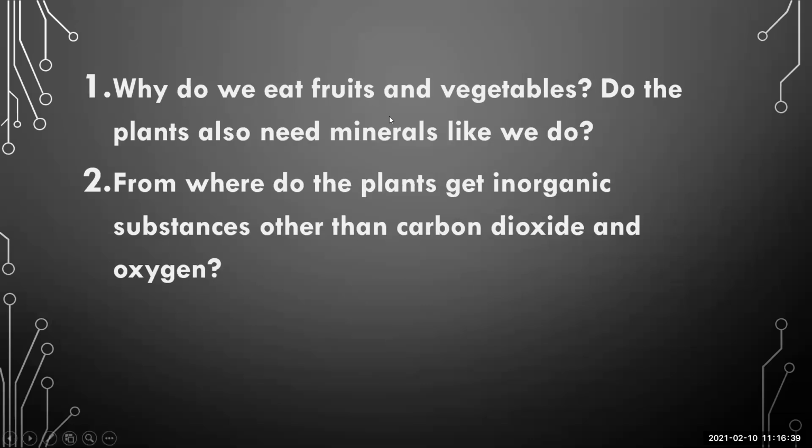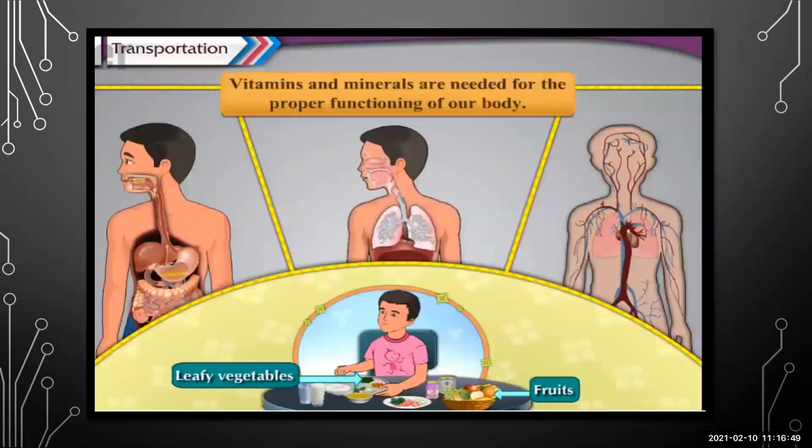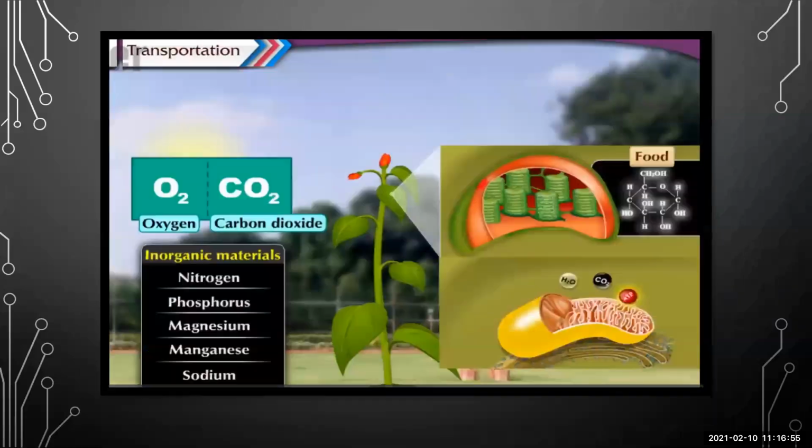Why do we eat fruits and vegetables? Do plants also need minerals like we do? From where do plants get inorganic substances other than carbon dioxide and oxygen? As we have seen, we get nutrients from food while having a healthy diet. Likewise, plants also get these along with oxygen and carbon dioxide. Plants also require inorganic materials.